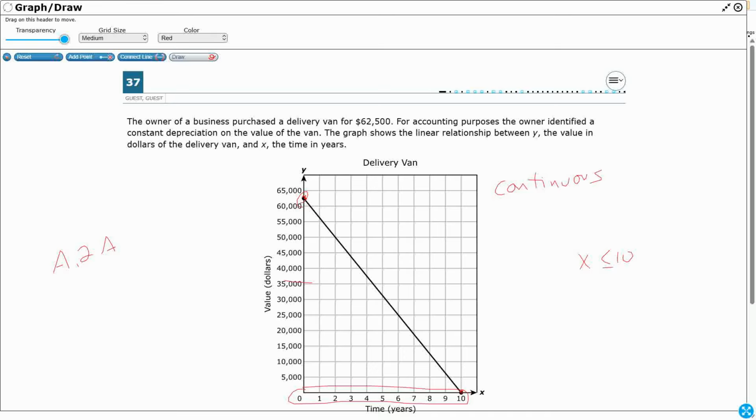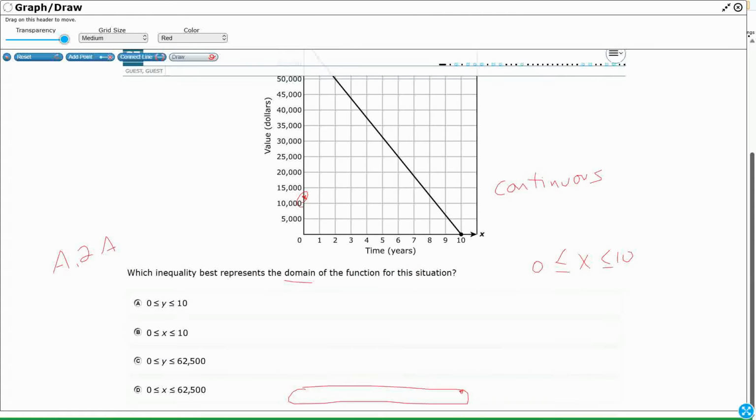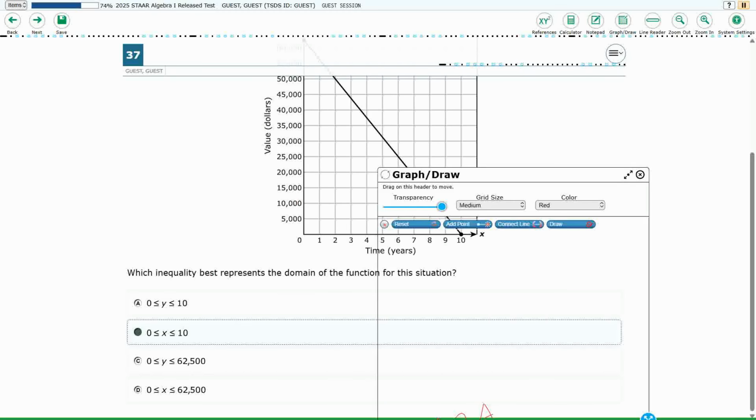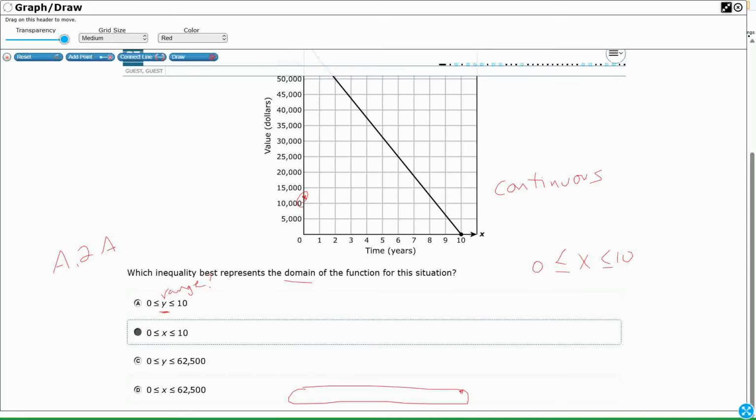Sometimes they're just dots, they're just points, then that would be discrete data. So this is continuous, and it's going to be greater than or equal to 0. So our time frame is from 0 to 10 years. That's what we're looking for. And you notice that A and B both have almost the same thing, except the difference is this, right? That Y is supposed to be for our range, but that's not even the range, right? That's the domain with the Y in there. This is our correct answer of B. Our actual range is right here.